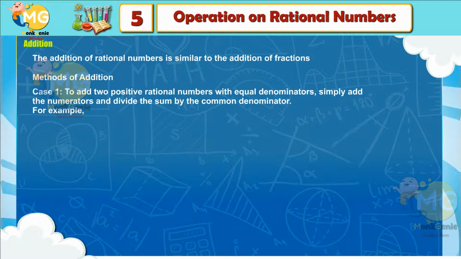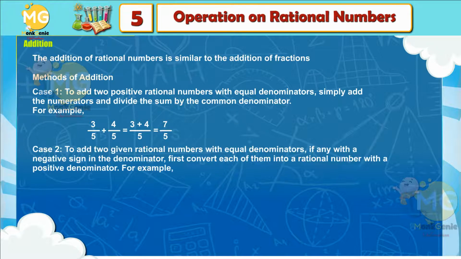To add two positive rational numbers with equal denominators, simply add the numerators and divide the sum by the common denominator. For example, 3/5 + 4/5 = (3 + 4)/5 = 7/5. Case 2.